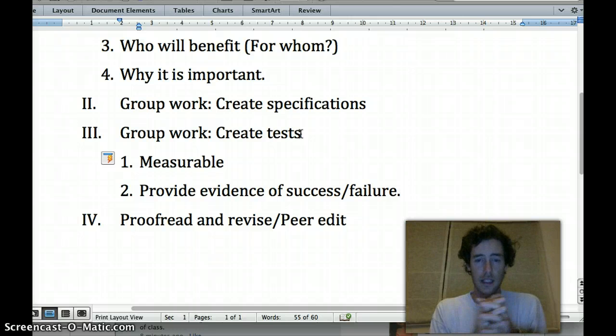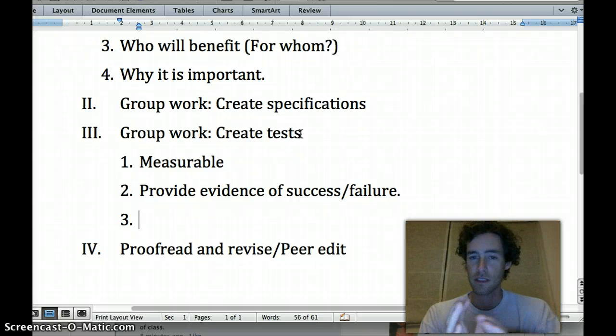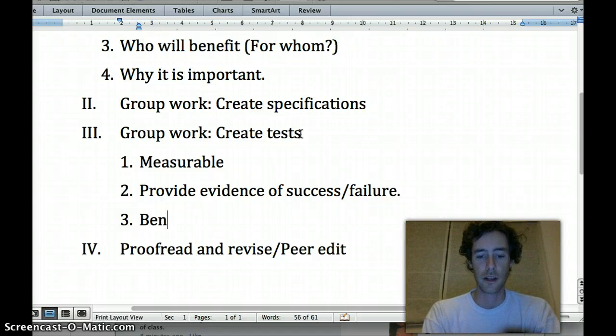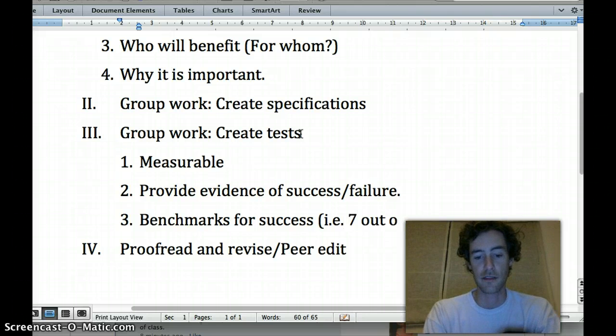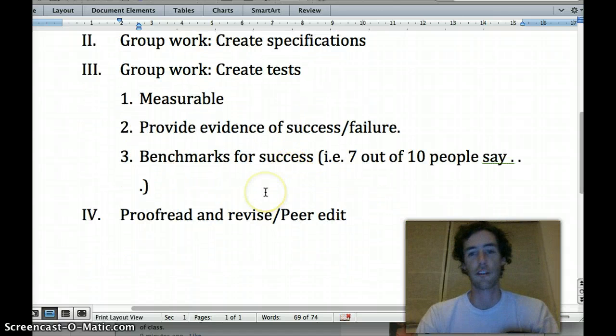Now that I'm talking about survey, here's the issue. If you're going to do a survey, which obviously is going to get people's opinions, you will need to provide clear benchmarks for success. And what I mean by that is, i.e., 7 out of 10 people say yes, therefore my specification is a success. Something like that. If you're going to do a survey, you got to tell me how many people are going to be in that survey and what your benchmarks are for success.